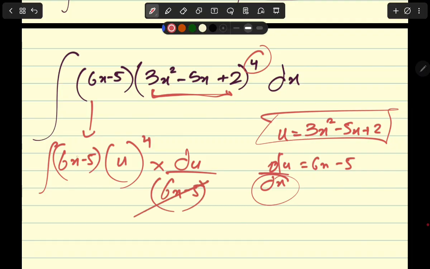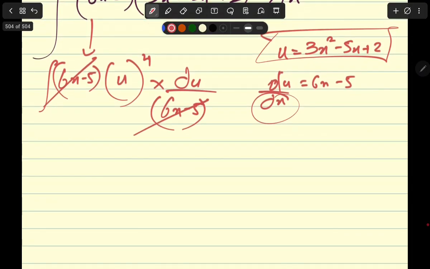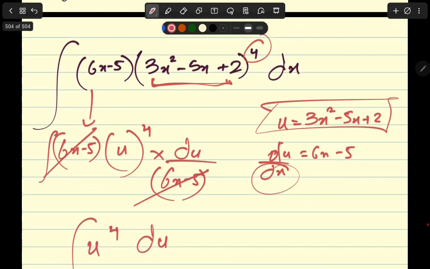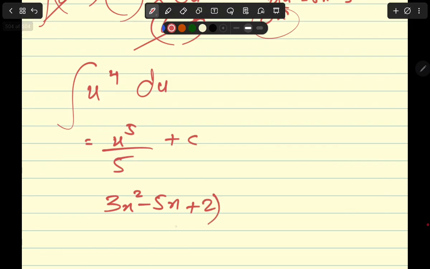Now this 6x minus 5 will be cancelled with this, and now you have u power 4, and you have to integrate it with respect to u. So this is nothing but u power 5 over 5 plus a constant of integration, and now you can substitute this entire messy looking function back, 3x squared minus 5x plus 2, and raise it to the power of 5 and divide it by 5, and that is the final answer. Okay, it's as simple as that.